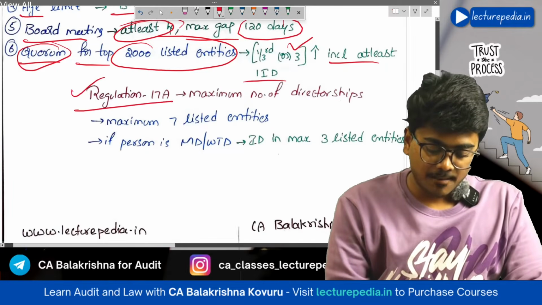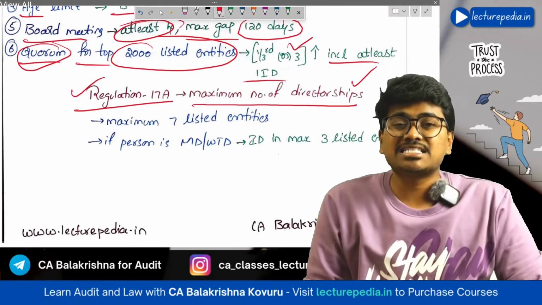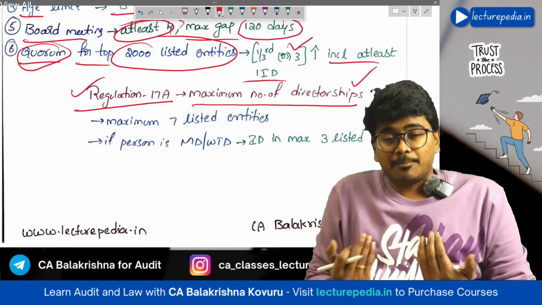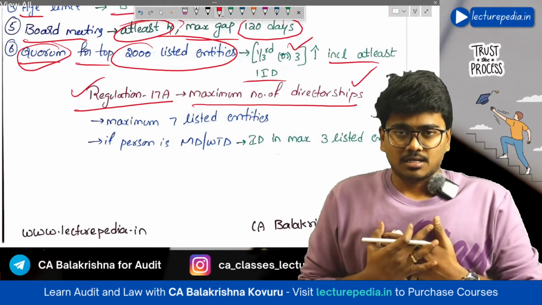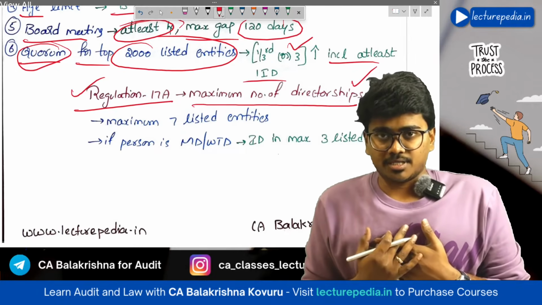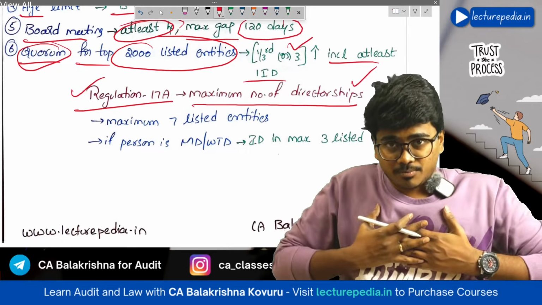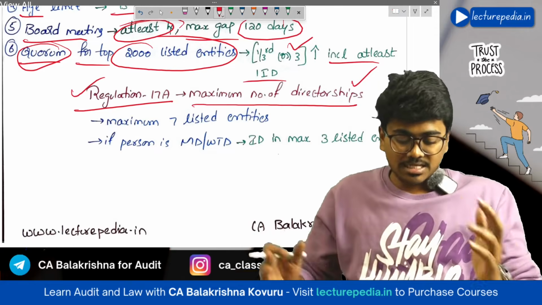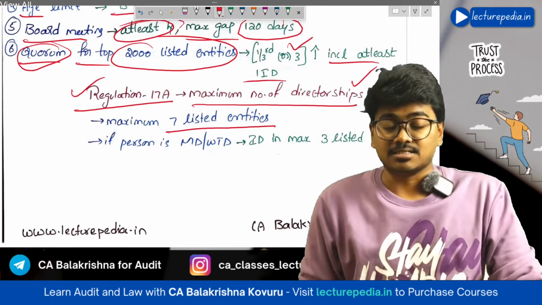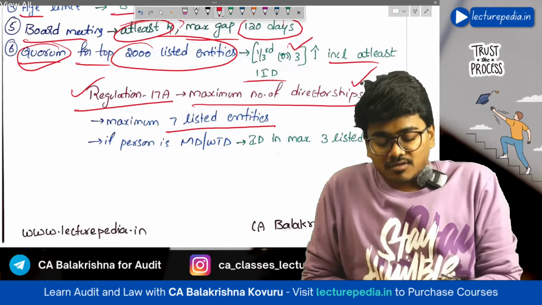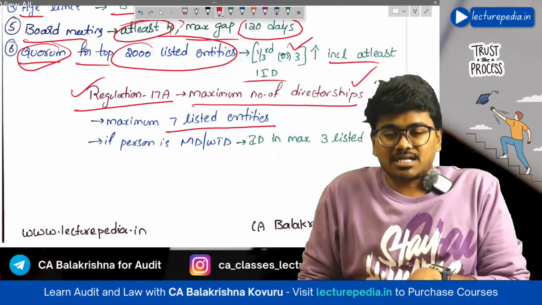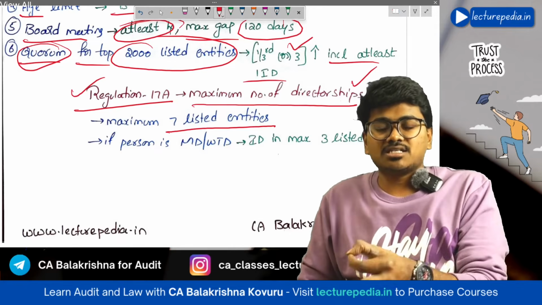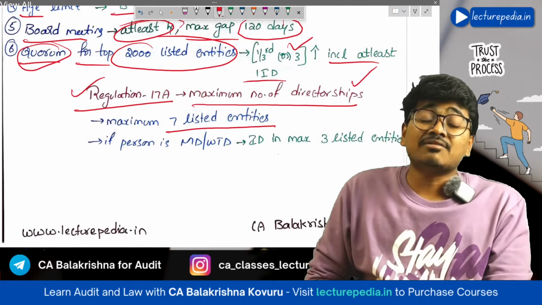Next, regulation number 17A, maximum number of directorships. Maximum number of directorships means the maximum number of directorships a person can hold. Let's say I want to be appointed as a director of a company. Being an individual person, in a maximum of how many companies can I be appointed as a director? The answer is 7 listed entities. This is only for listed entities. Here we are not speaking about private limited companies. LODR regulations don't speak about private limited companies. The maximum number of listed entities in which you can be appointed as a director is 7.